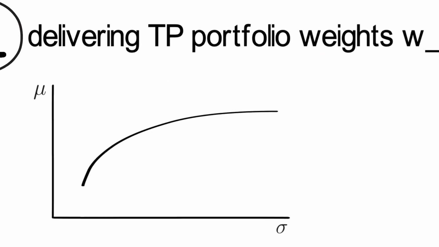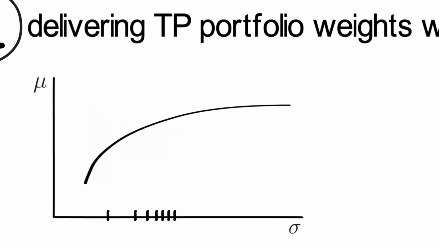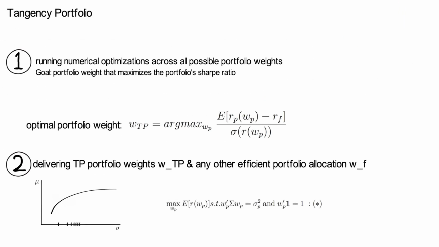So look at the mu-sigma diagram. You discretize the x-axis as fine as you like. That specifies the target risk, sigma p, for which you are now going to find the unique portfolio that offers for that risk the highest expected return mu-p.